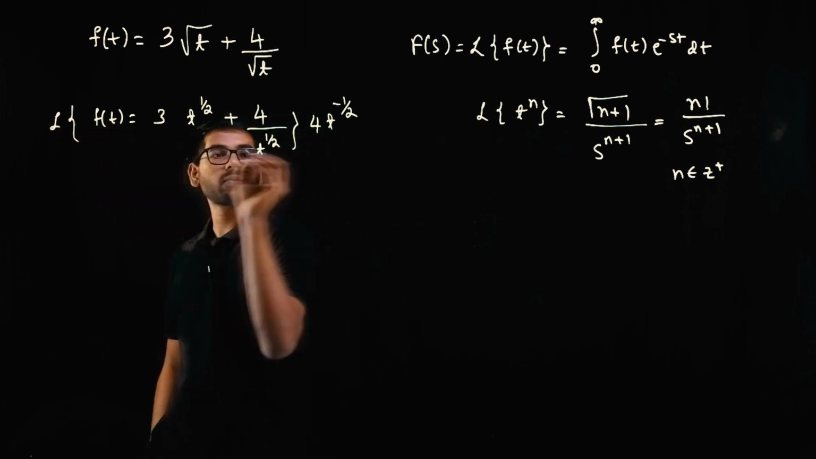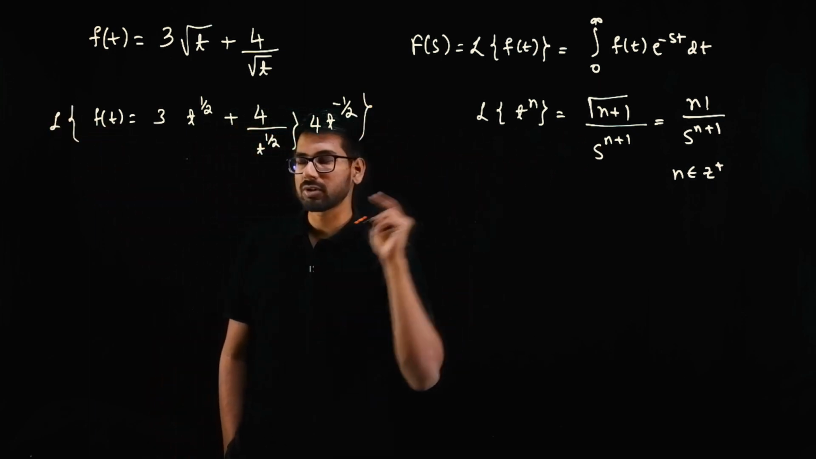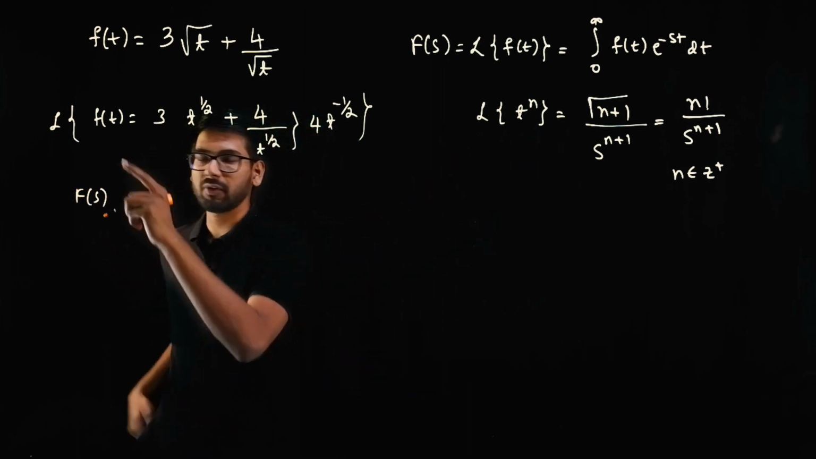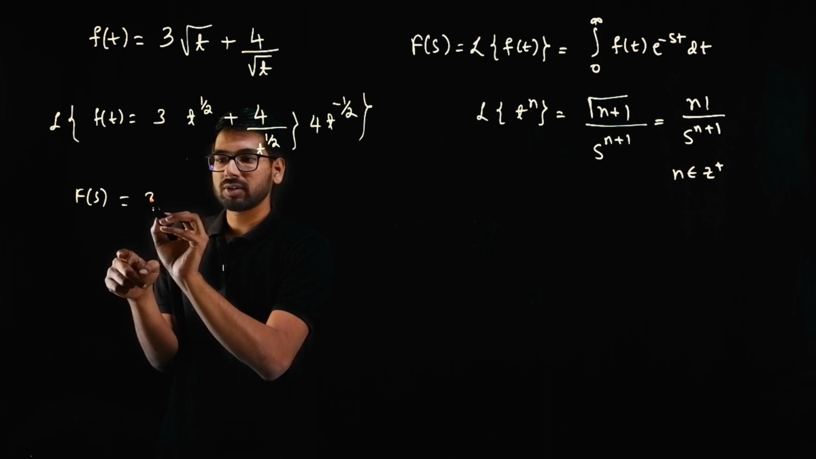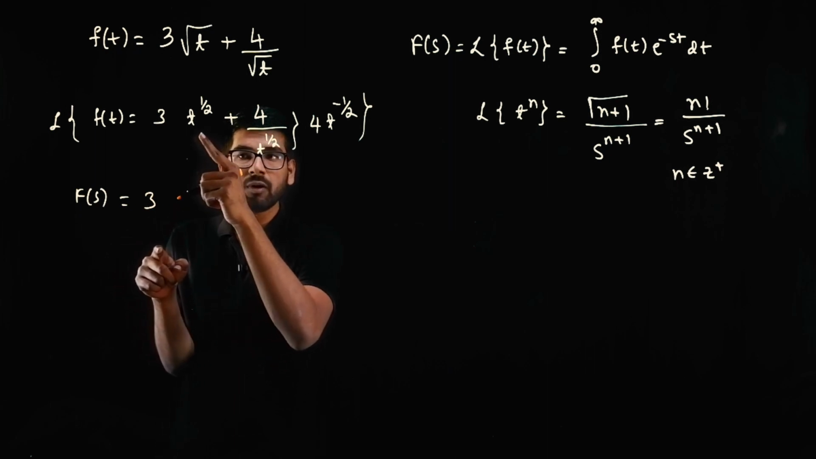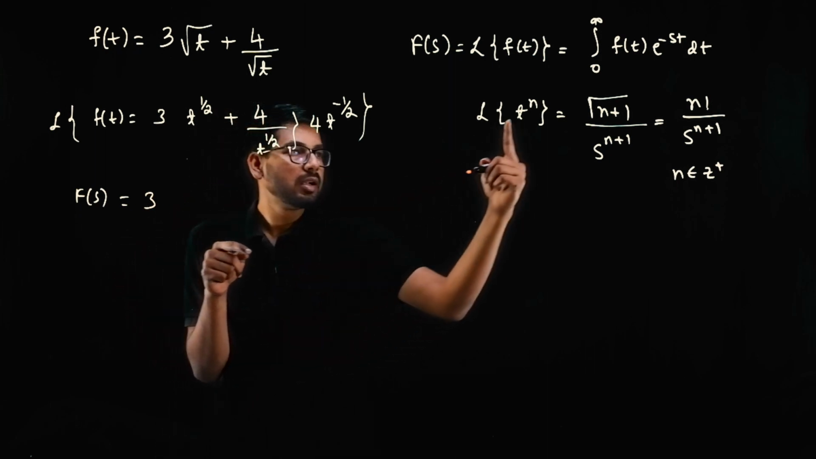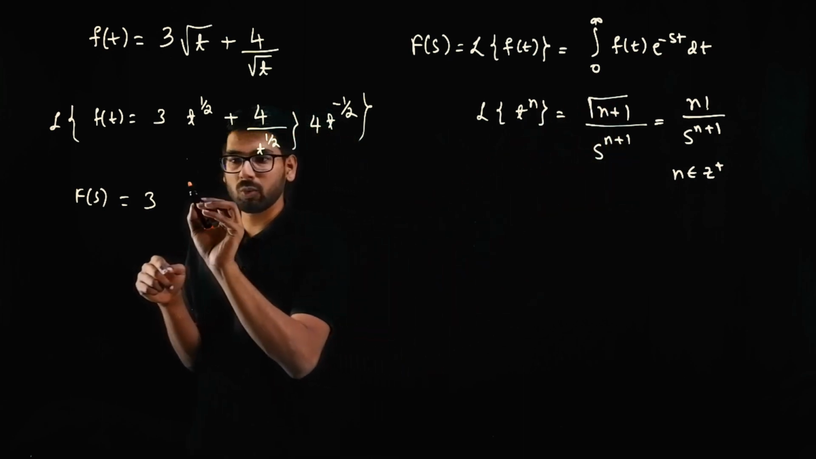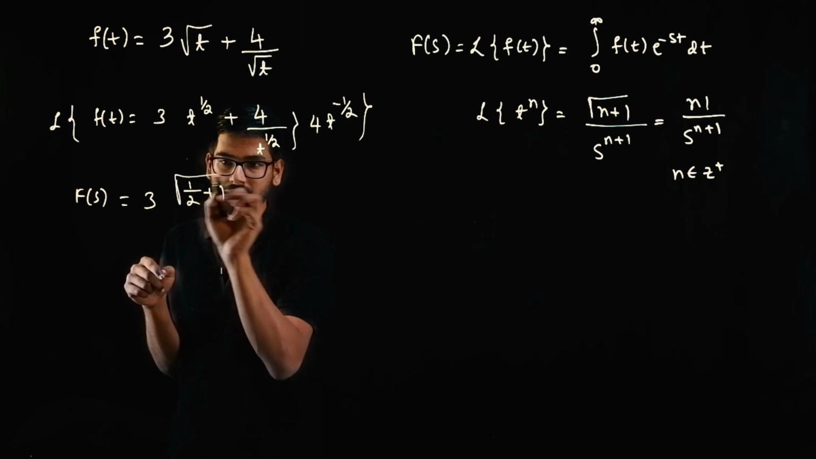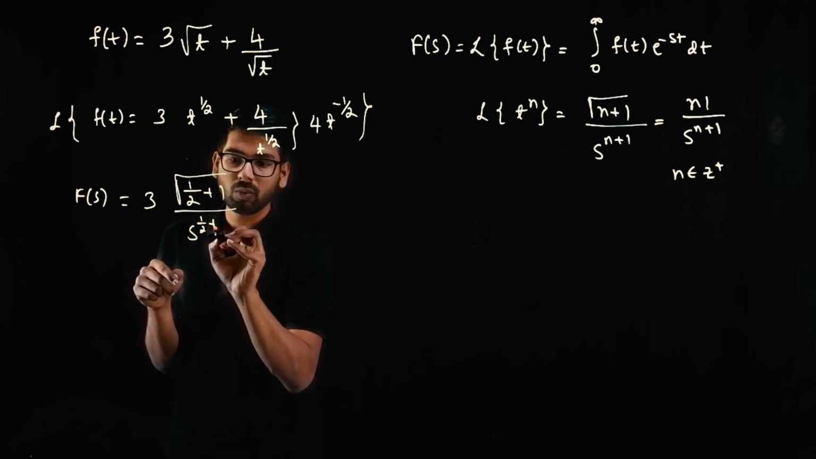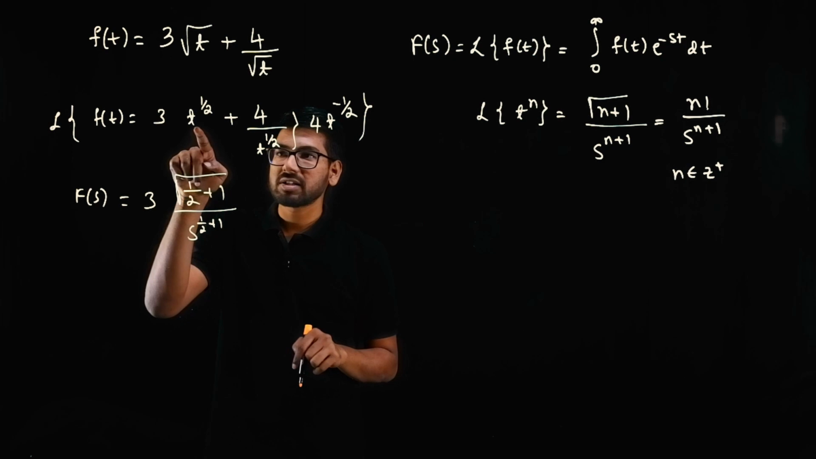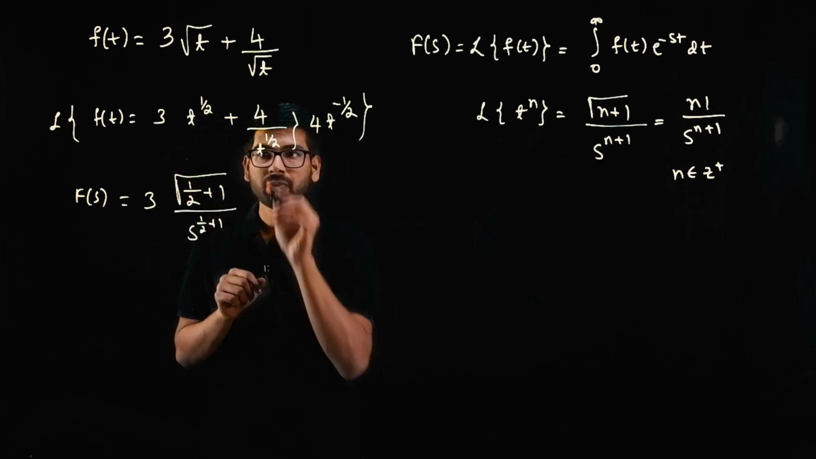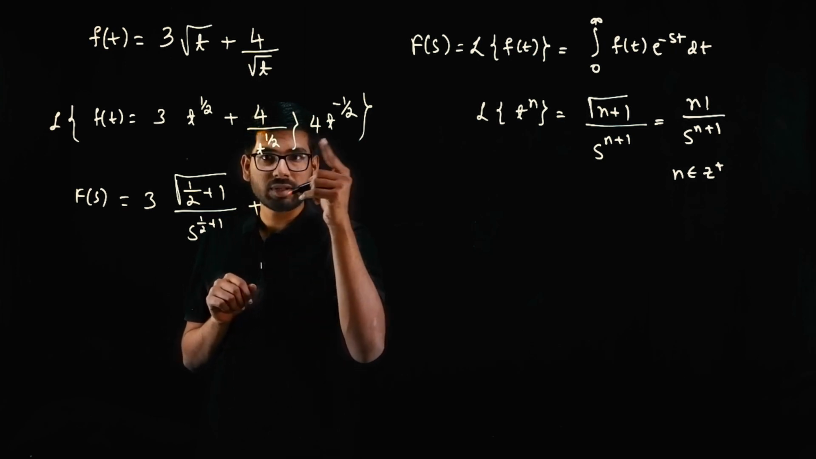So if you take the Laplace transform of this, we only need one Laplace transform formula here. So f of s, the Laplace transform of f of t, is equal to 3 times the Laplace transform of t power 1 by 2. T power n is gamma of n plus 1 over s power n plus 1. So that is gamma of 1 by 2 plus 1 over s power 1 by 2 plus 1. Next, again, plus this term.